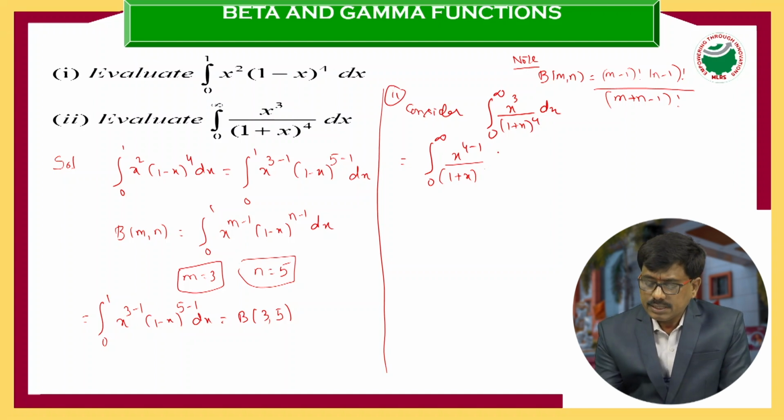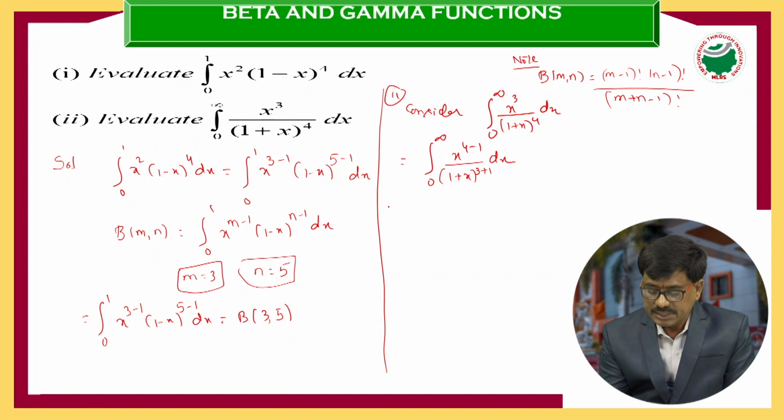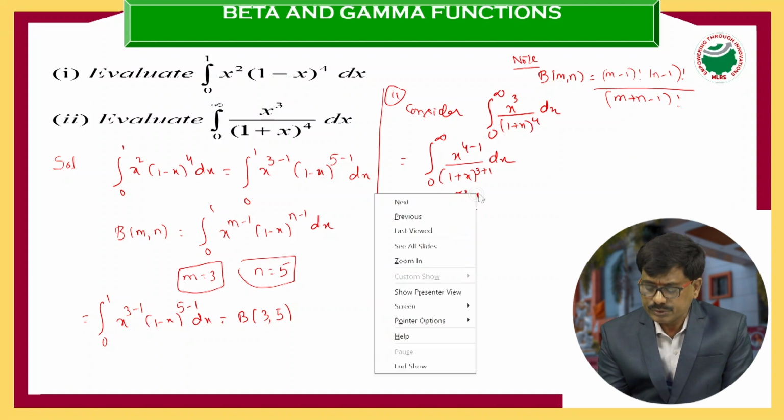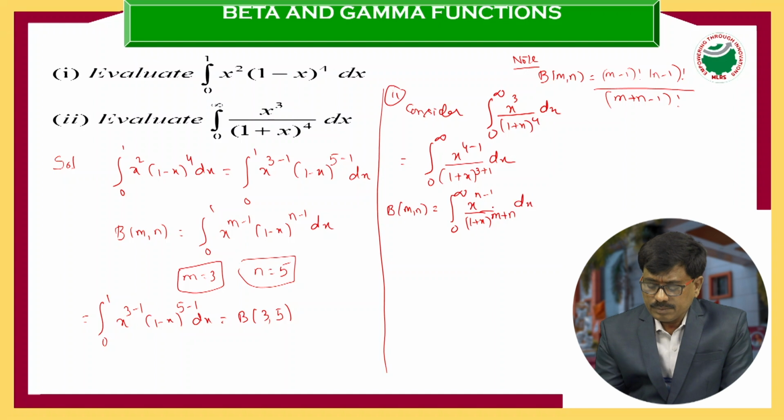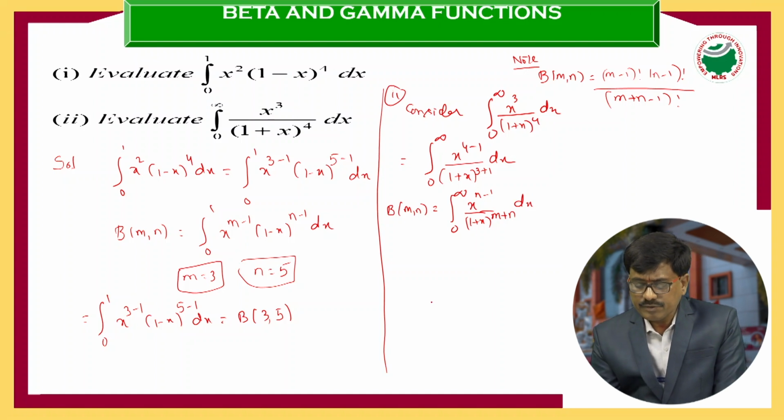I can rewrite the denominator: 4 can be written as 3 plus 1, into dx. See, for this integral value, I can write the property of beta function in integral form. Beta of m comma n is equal to integral 0 to infinity x power m minus 1 whole divided by 1 plus x whole power m plus n into dx. This is the property. From this result, I can compare the values of m and n.